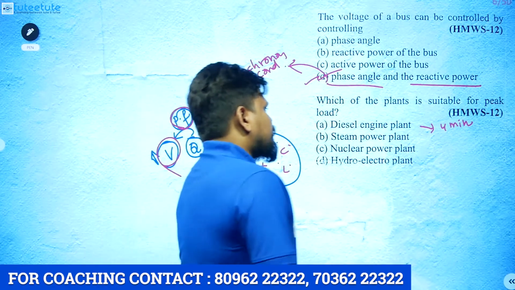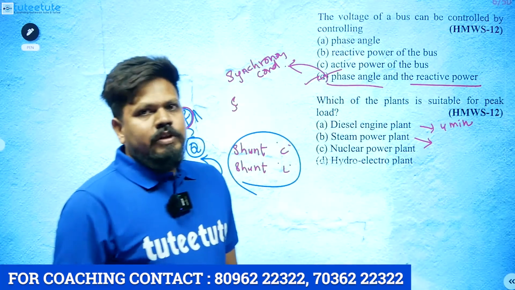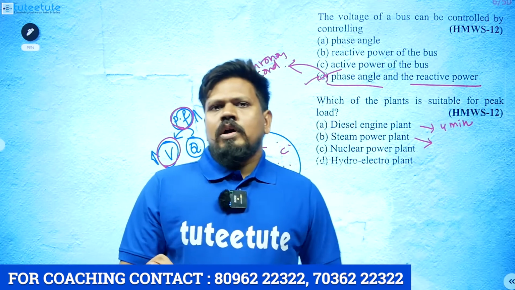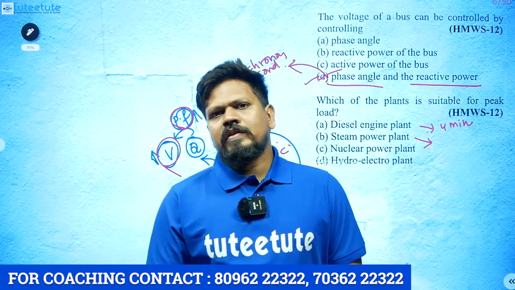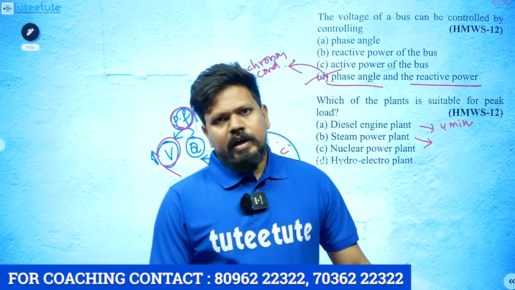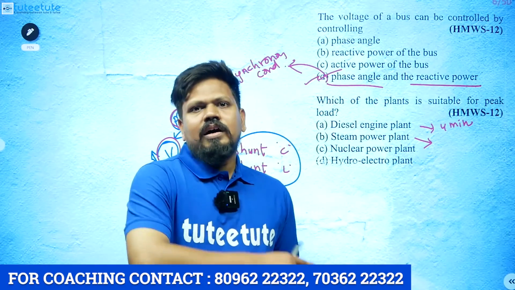Okay, now the steam power plant. Generally 3 types of reserves will be there: one is hot reserve, another is cold reserve, and another is spinning reserve. What does cold reserve mean? A completely shut down plant. What does hot reserve mean? The boiler is already working and about to give power.